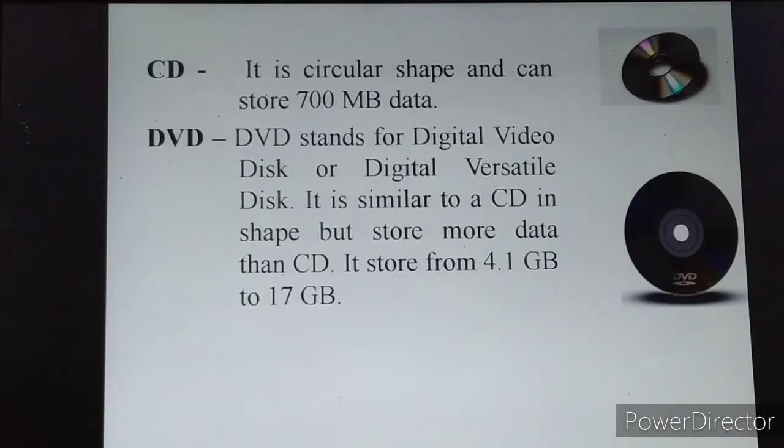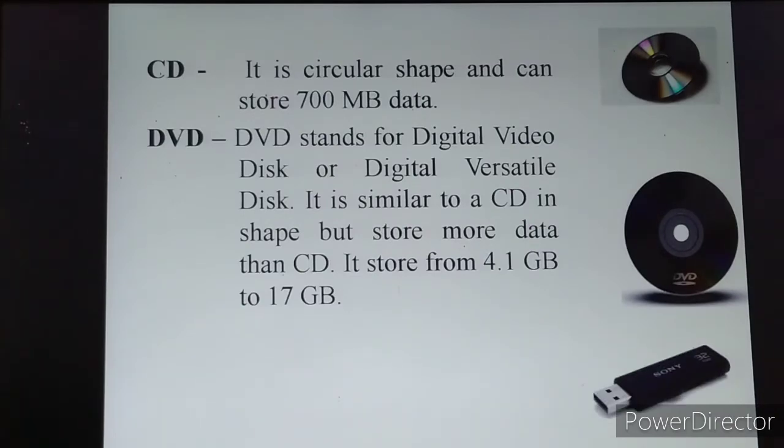The full form of DVD is digital video disc or digital versatile disc. DVD has two full forms, digital video disc or digital versatile disc. It is similar to a CD, but it can store more data than the CD. Where a CD stores 700 MB of data, a DVD stores 4.1 GB to 17 GB. The full form of GB is gigabyte and the full form of MB is megabyte. Right?